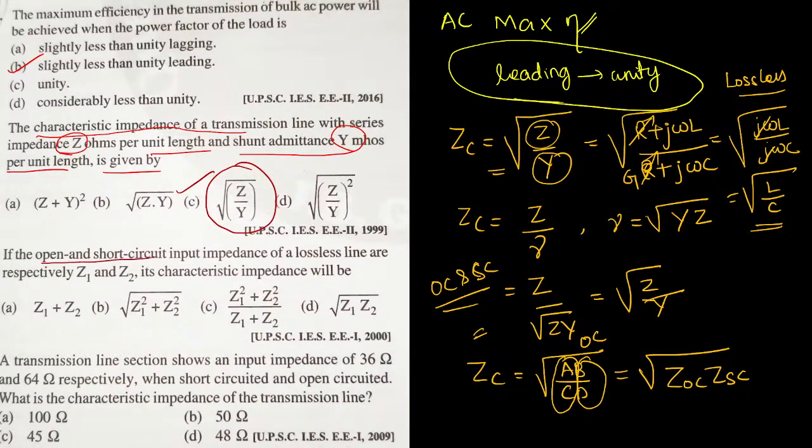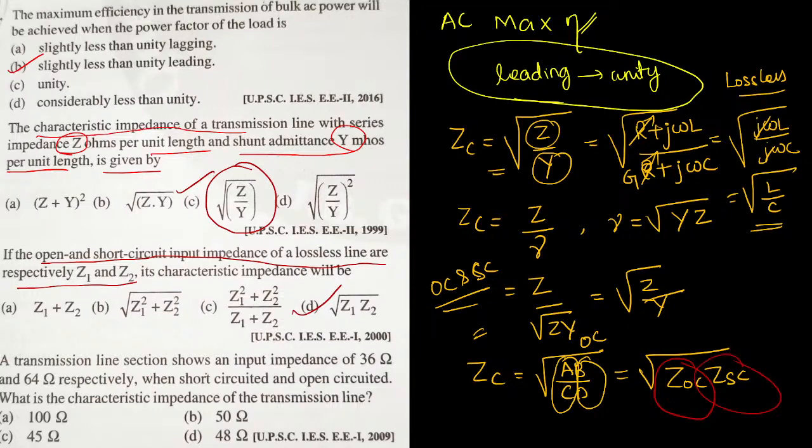Next, the open circuit and short circuit impedance of the lossless line are respectively Z1 and Z2. Then the characteristic impedance will become what? Square root of Z1 and Z2. I just now told you that it is the product of open circuit and short circuit. So that is correct. Last question.